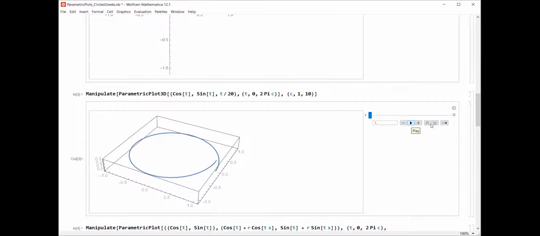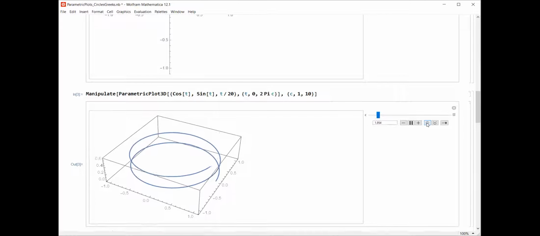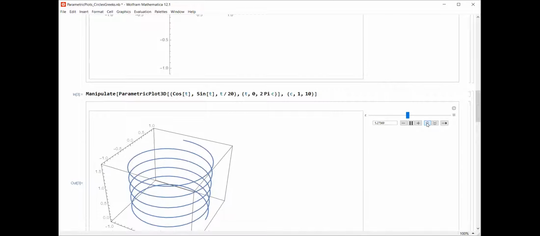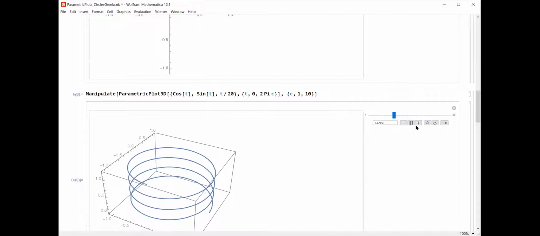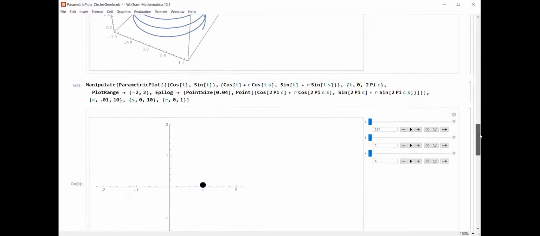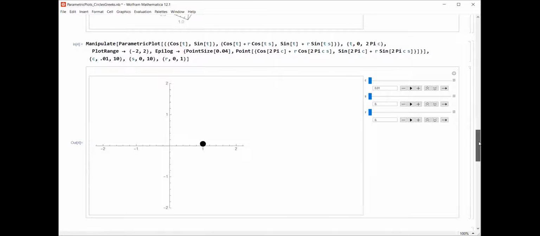And so I can change the speed of time by hitting these buttons. I can slow things down. I can speed things up. And you can see it spiral. It's still going to be, if you look straight down, circular motion, but this is a great example of cylindrical coordinates.